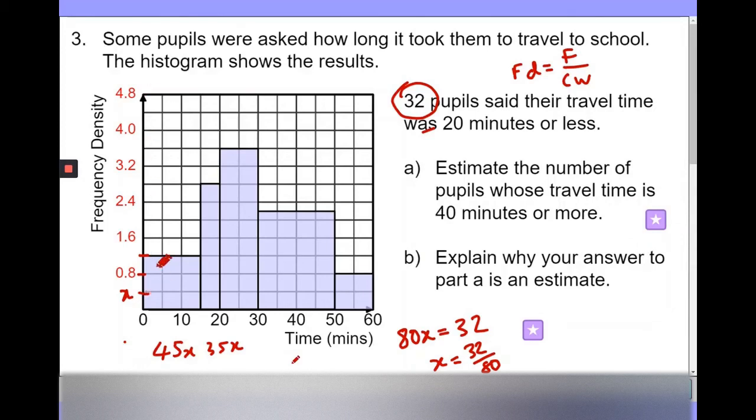And then actually from there, I can label the scale. So 0.4, 0.8, 1.2, and so on. Now that I have my scale, I might be able to answer part A. Estimate the number of people whose travel time is 40 minutes or more. Now again, this is a bit trickier because 40 minutes is in the middle of this bar here.